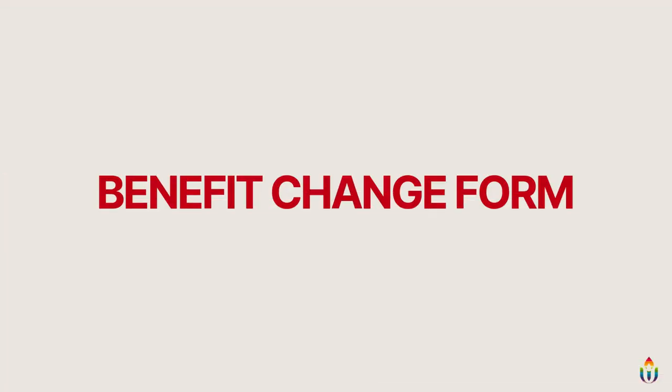We're going to start by discussing the benefit change form. The benefit change form is used when an individual experiences a qualifying transition and needs to update existing benefits. This form allows us to process changes to current coverage without requiring a completely new enrollment. Using the correct form is extremely important because it helps ensure requests are processed efficiently and prevents delays in coverage. Throughout this presentation, we'll review when this form should be used and some common mistakes to avoid.